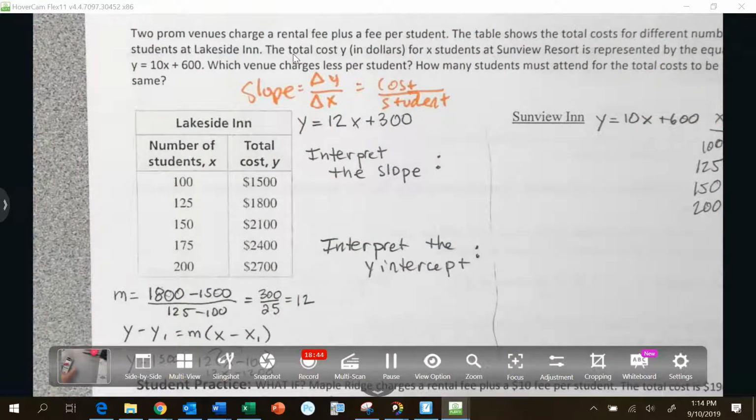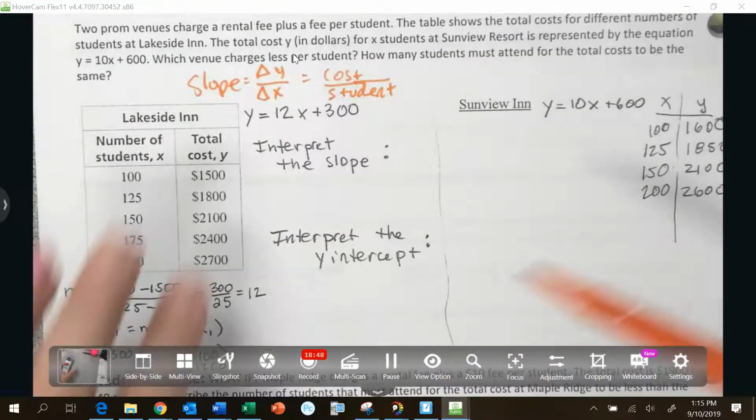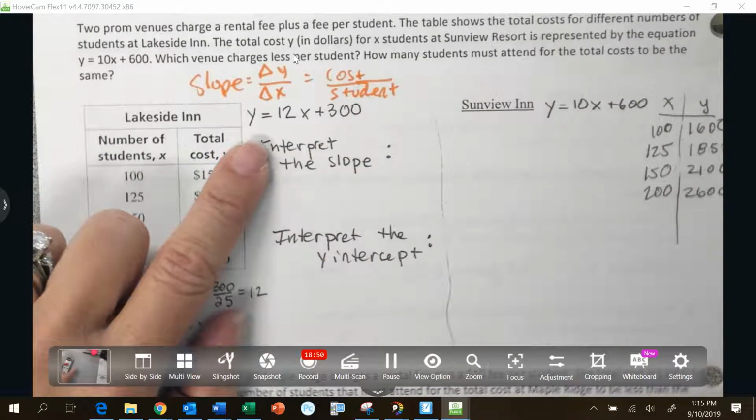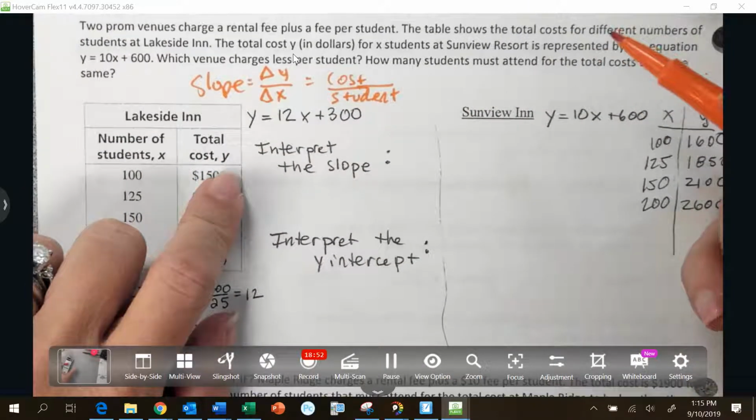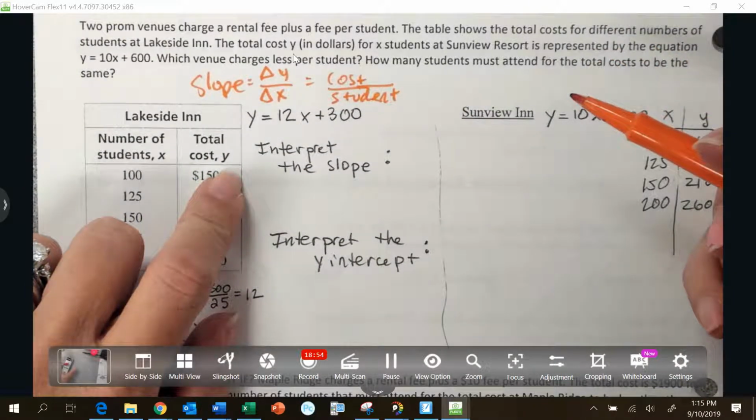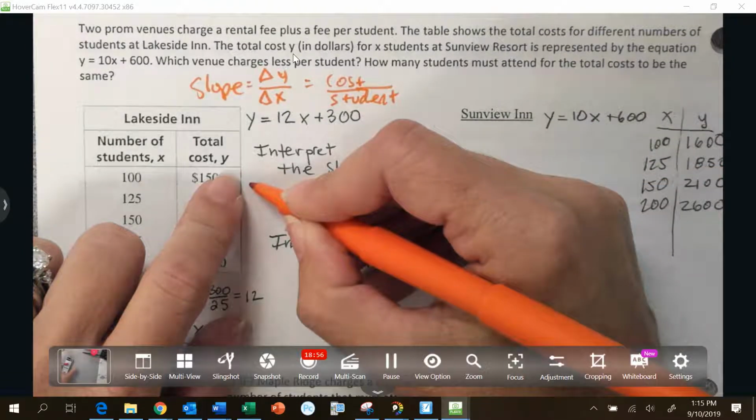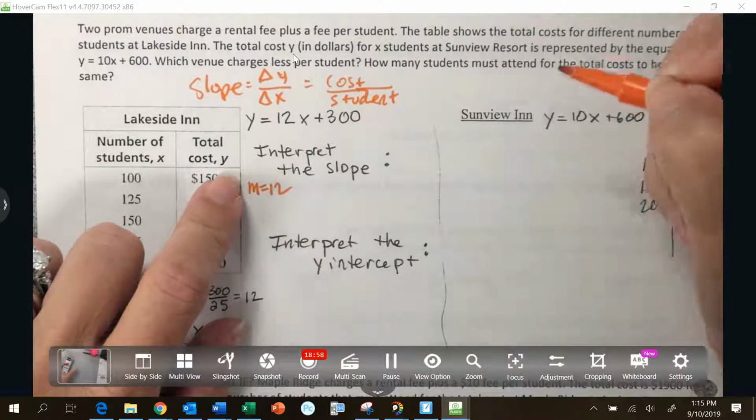So we need to interpret our slope that has to do with cost per student. So we look at Lakeside Inn. How can we interpret the slope for Lakeside Inn? The slope is 12. What does that mean?